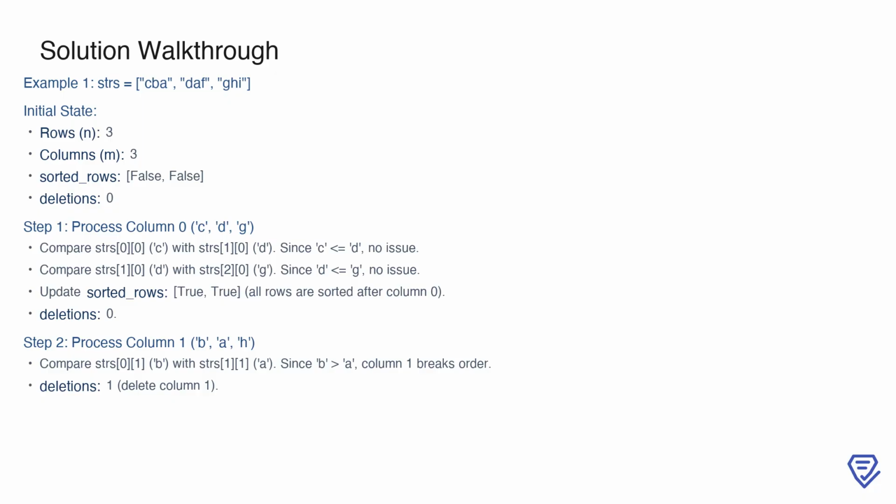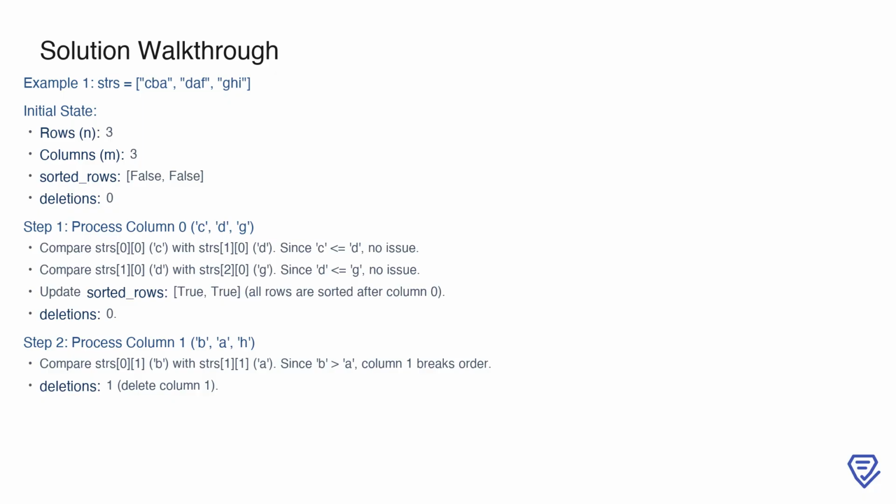Now, looking at column 0, we compare the characters from top to bottom. Comparing C with D, we see that C is less than or equal to D, so no issue here. Next, comparing D with G, we again find that D is less than or equal to G. Since all comparisons in column 0 maintain the sorting order, we update sorted_rows to true, true, indicating all rows are sorted. The number of deletions remains 0.